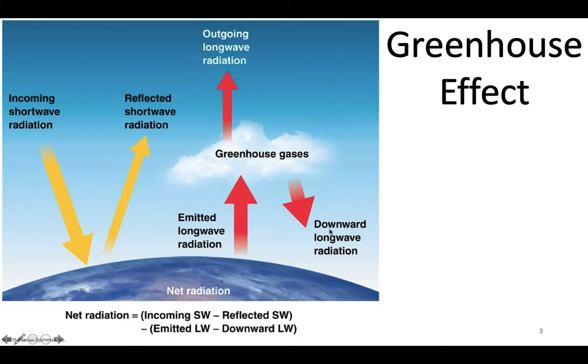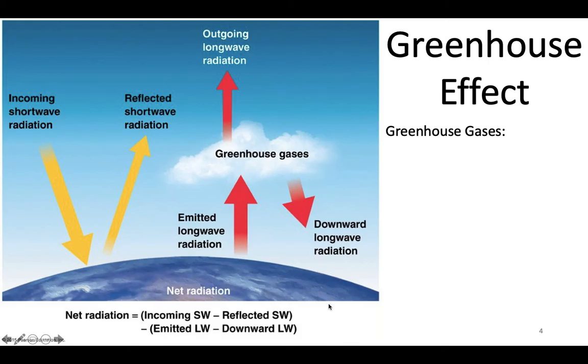You've also got radiation that's being emitted from the Earth, that's longwave. Some of that is going to make its way out of the Earth's atmosphere up here. Some of that is going to hit the greenhouse gases in the air and reflect downward. And that's longwave, downward longwave radiation. So you've got longwave radiation being emitted from the Earth and then reflected back from the greenhouse gases. And then you have shortwave radiation from the sun coming in and then sometimes being reflected back out off of the Earth's surface. And so that's the greenhouse effect.